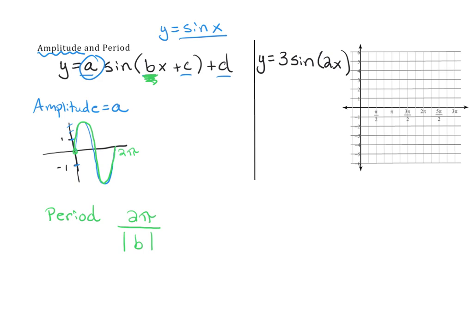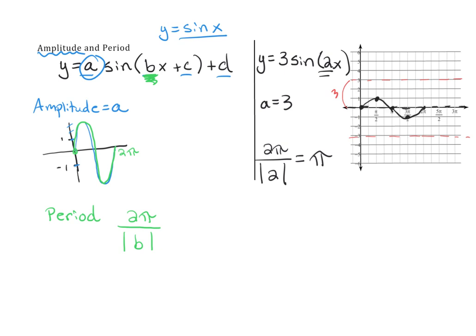So starting out, let's deal with the fact that a equals 3. We still have our midline that's right at the x-axis. We haven't shifted that at all. And instead of from 1 to -1, we're going to look from 3 to -3, so from the midline it's up 3 or down 3. Now the period is 2 pi divided by the absolute value of this b value, 2. So that equals pi.